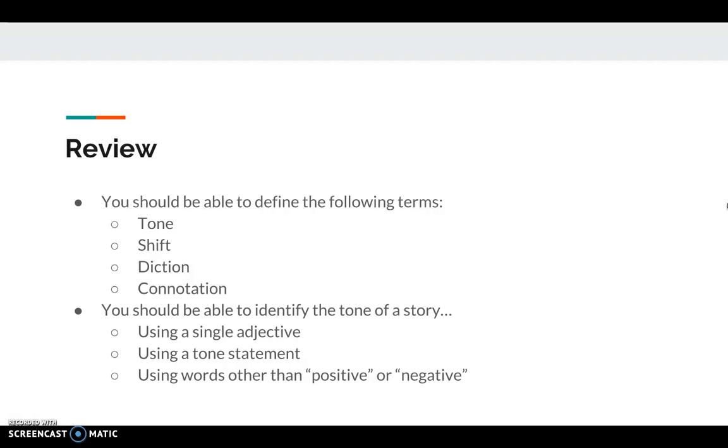Okay, I know that was kind of fast. Feel free to go back and watch any sections that you need to. By the time I see you next in class, you should be able to do the following things. You should be able to define tone and shifts, diction and connotation. You should be able to identify the tone of a story using just one single word or using a tone statement, and make sure that you're using words other than just positive and negative.